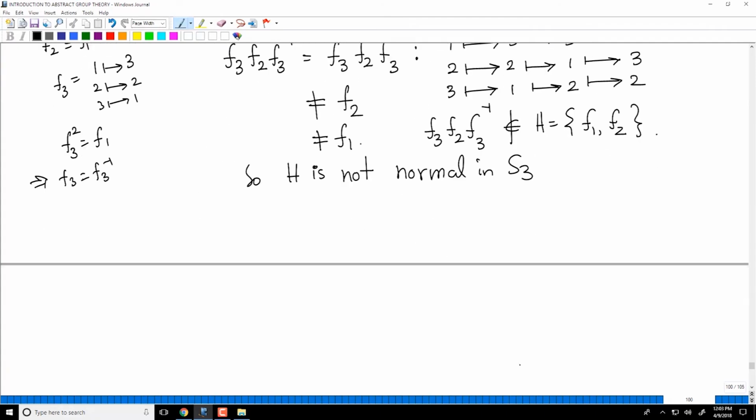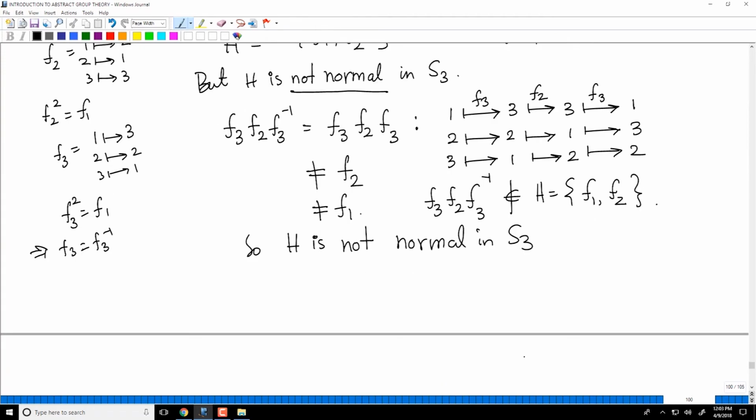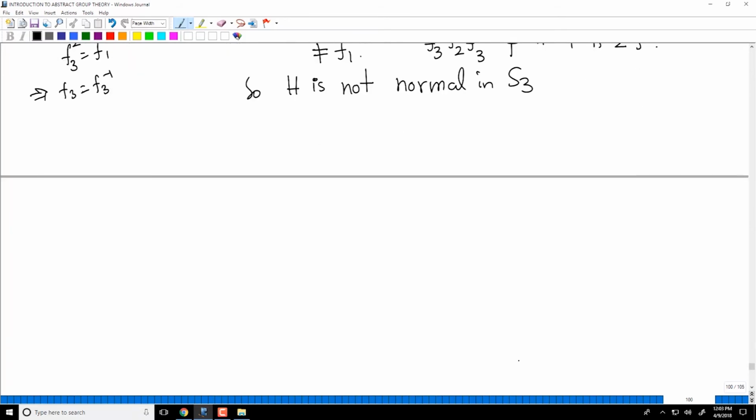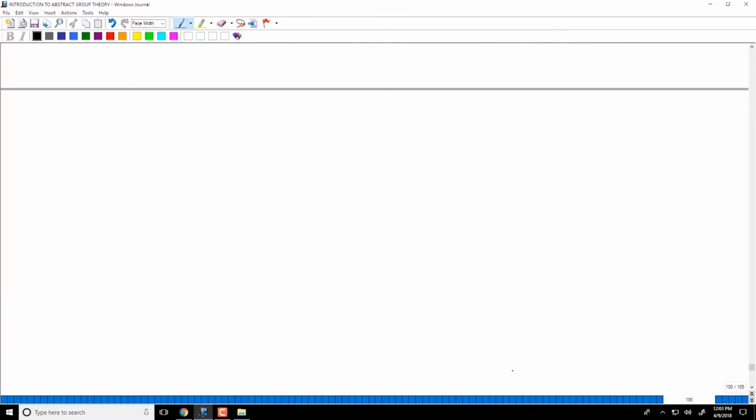Okay, so it's not a normal subgroup. So abelian groups, all subgroups of abelian groups are normal, but non-abelian groups have non-normal subgroups, which are not normal. I want to now introduce two important examples of normal subgroups.